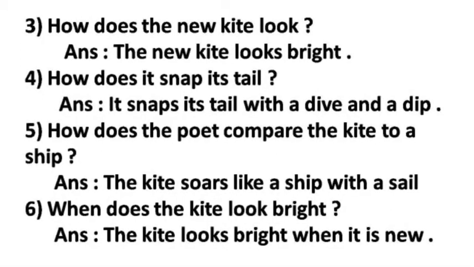And the third question is, how does the new kite look? The answer is, the new kite looks bright. Move on to the fourth question. How does it snap its tail? The answer is, it snaps its tail with a... a ship. And the answer is the kite soars like a ship with a sail. Question number 6. When does the kite look bright? And the answer of this question is the kite looks bright when it is new.